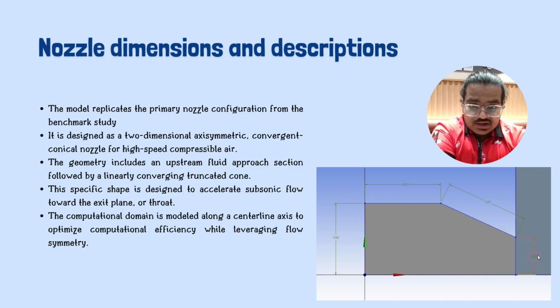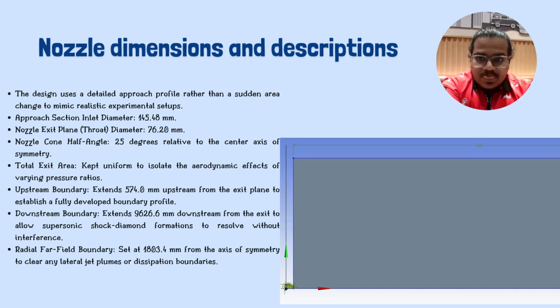The computational domain is modeled along a centerline axis to optimize computational efficiency while leveraging flow symmetry. The design uses a detailed approach profile rather than a sudden area change to mimic realistic experimental setups. The approach section inlet diameter is 145.48 millimeters, while the nozzle exit plane throat diameter is set at 76.2 millimeters. The nozzle cone half angle was set to 25 degrees relative to the center axis of symmetry. The total exit area was kept uniform to isolate the aerodynamic effects of varying pressure ratios.